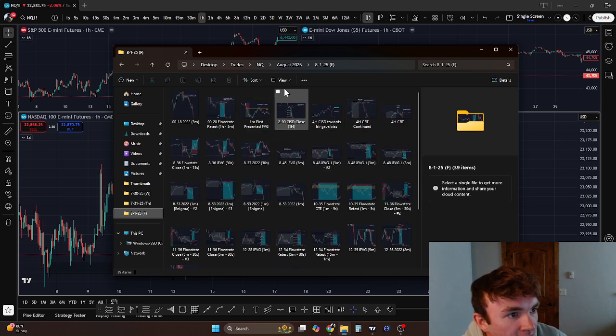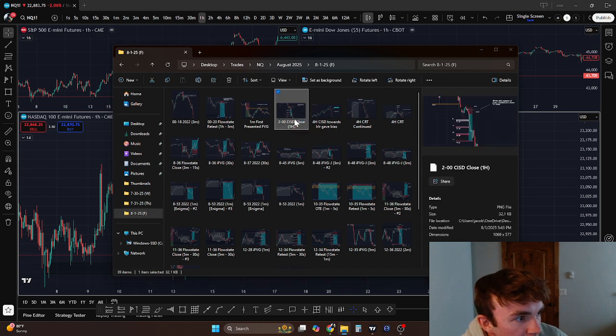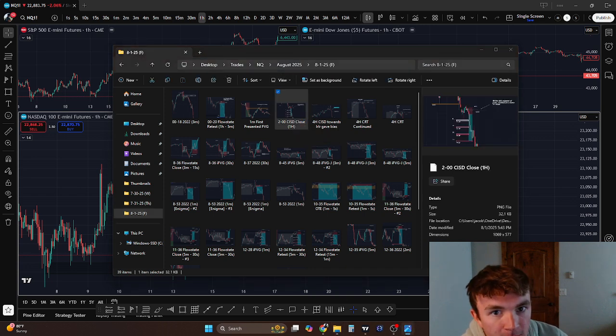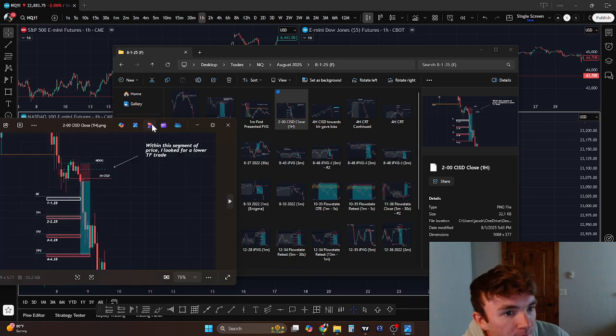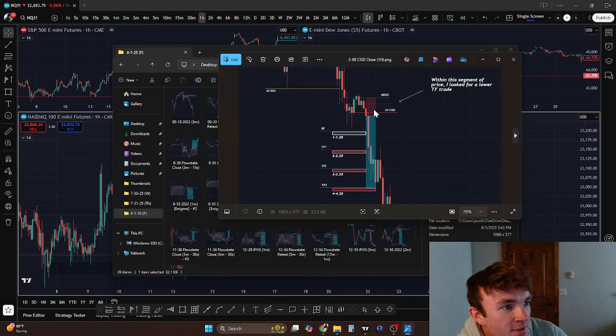So the trade I took was this trade right here. So we have that new day opening gap. Once we got a 1-hour change state delivery, I entered right off of that, just a regular entry on a close of a change state delivery.